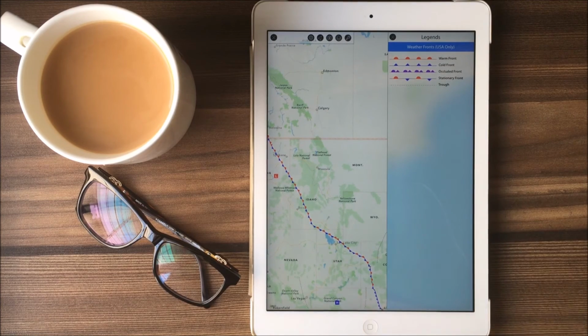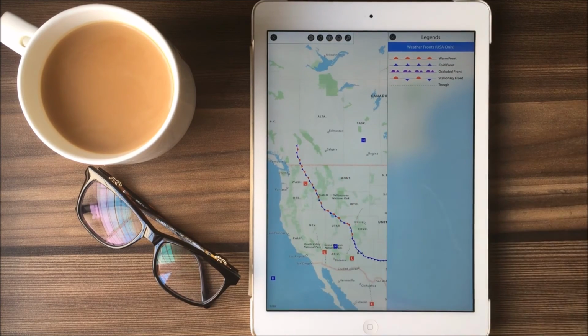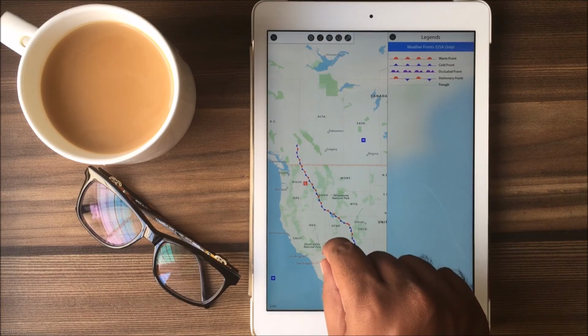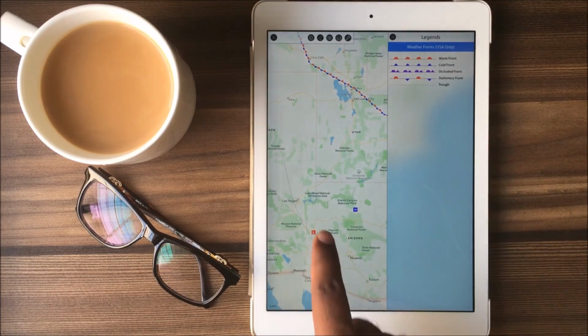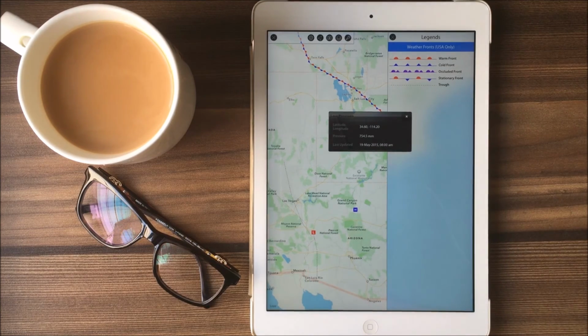Finally, we go on to the trough, which is the region of very low atmospheric pressure and is represented in WeatherMate as a dashed line. You can see that the pressure here at this location is about 754 millimeter of mercury.